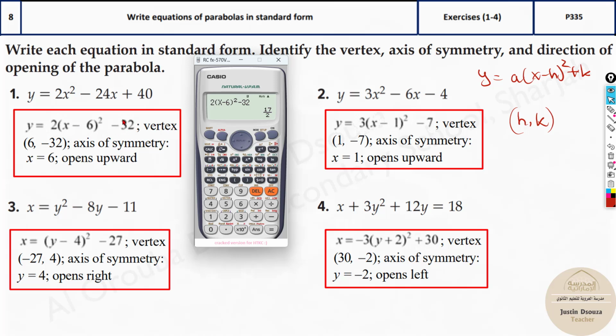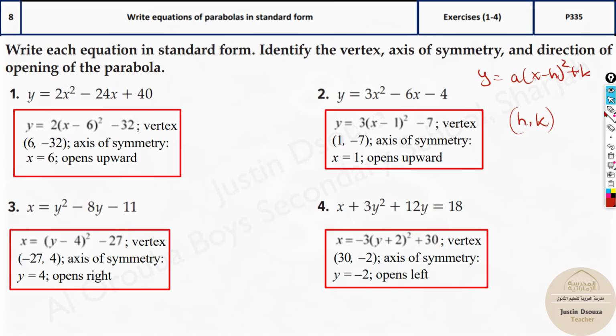Now from here you can easily tell which is the vertex. Minus 6, and this one you need to change the sign for the h value. That is the x value of the vertex. If it is minus 6, it will be plus 6. But the k value as it is, minus 32, is the y value of the vertex. The axis of symmetry is whatever the x value of the vertex is, that is 6. And it opens upwards. Why? Because this is a quadratic equation which has a positive sign, meaning it opens upwards. That's how we can easily solve all the questions.